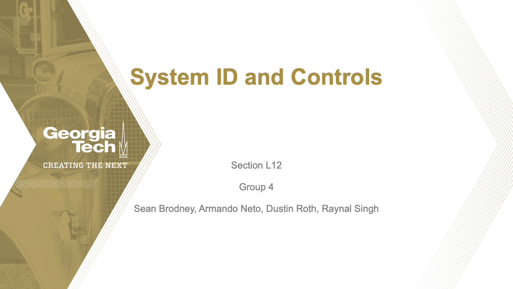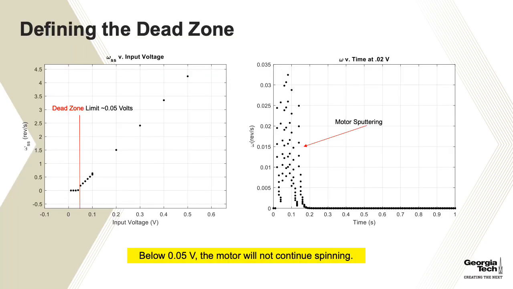We're going to talk about our DC motor system so far. The dead zone is the nonlinear behavior of motors below some minimum threshold voltage. The plot on the left shows the steady-state angular velocity versus input voltage, where the red line depicts the dead zone limit upper bound at 0.05 volts. Anything below this and the motor will not spin.